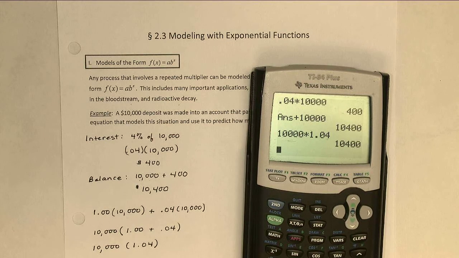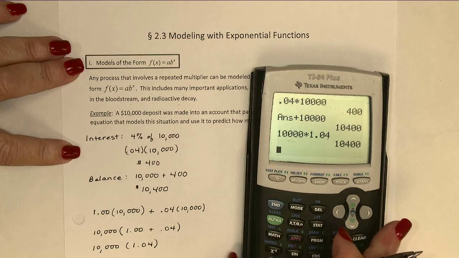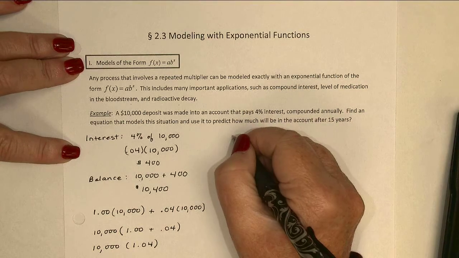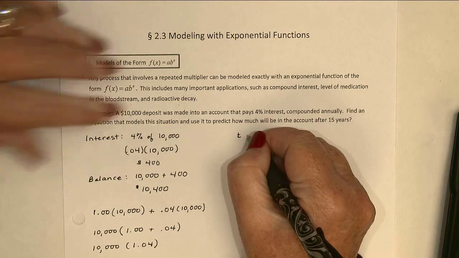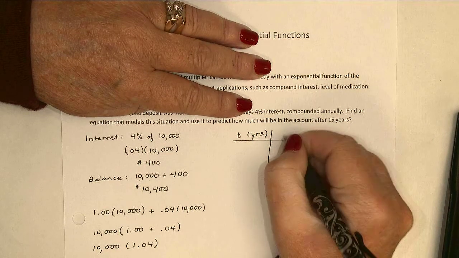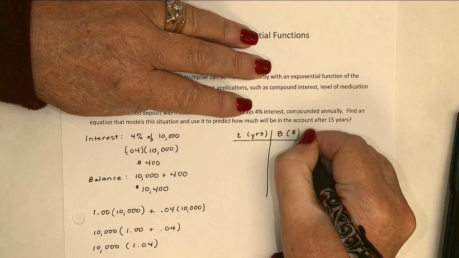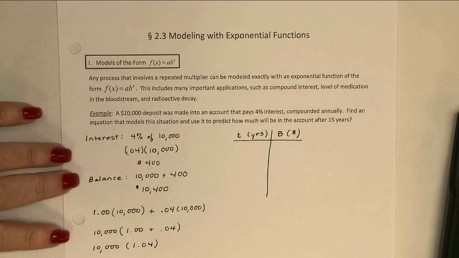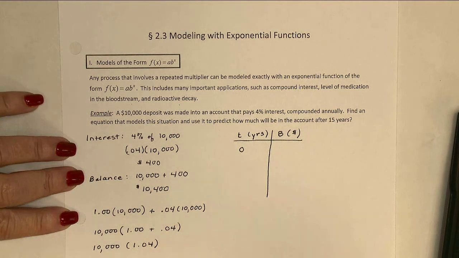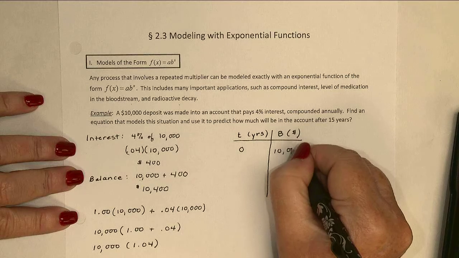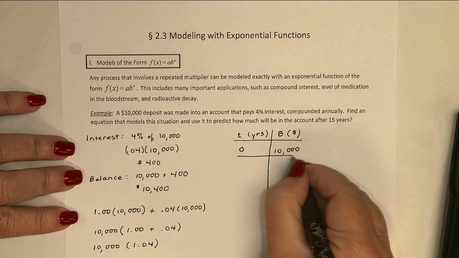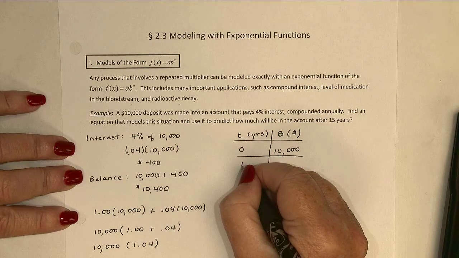So let's go ahead and start creating a little table of values using this idea. I'm going to let T be the time in years, and I'm going to let B be the balance in the account in dollars. And my first time would be time 0, before any time has passed. When I first make that deposit, the balance would have been the 10,000. We figured out already, after 1 year, we had 10,400.